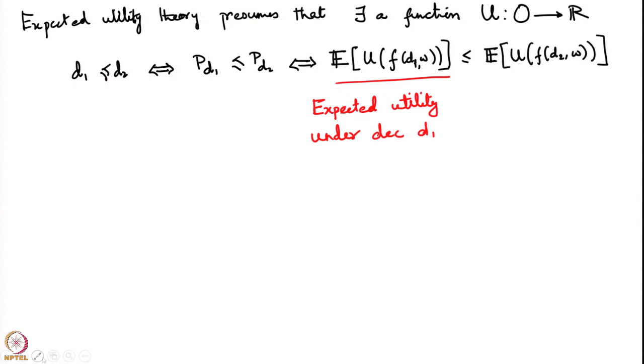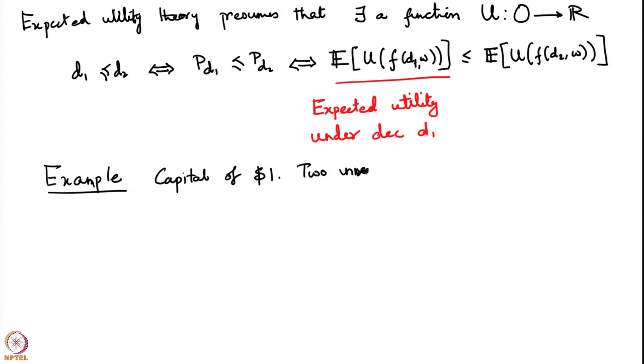So, let's actually fructify this in terms of an example. Let's look at this more concretely. Here is an example from investment. The problem here is of allocating our capital. We have a capital of, say, just $1 for simplicity, and we have two investment alternatives. Let's call these alternatives A and B.